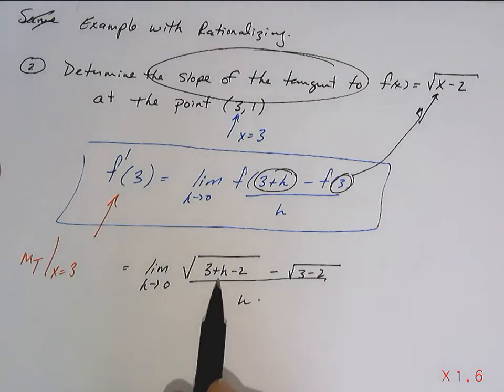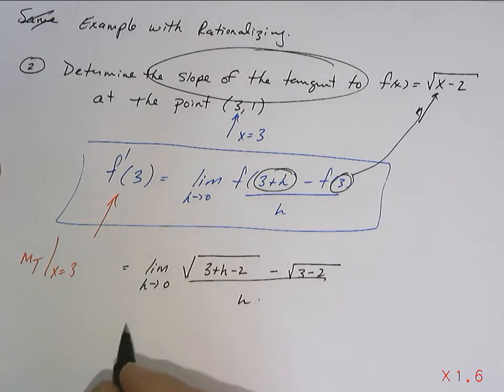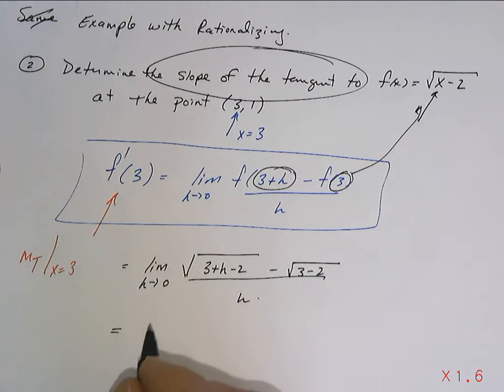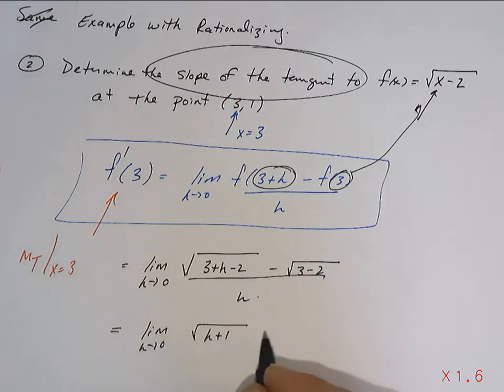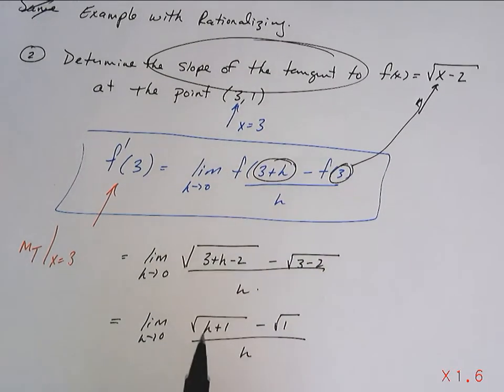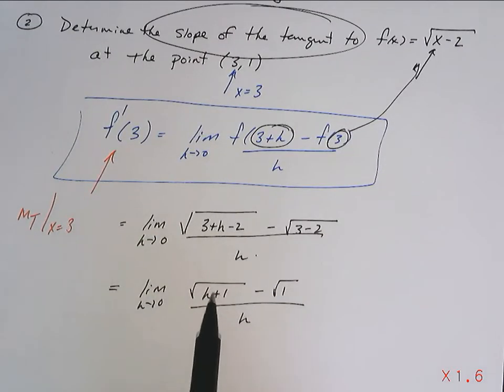Notice if I allow h to approach 0, I can simplify this a little bit. We can make this look nicer, first of all. I've got 3 minus 2, which last time I checked is 1, and I've got 1 over here. So if h approaches 0, this will be root 1, which is 1, subtract root 1, which is 1. So I'm going to get 0 on top over 0. That's indeterminate form. We know that we have more work to do.